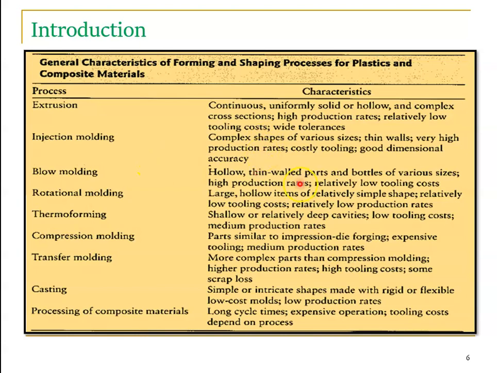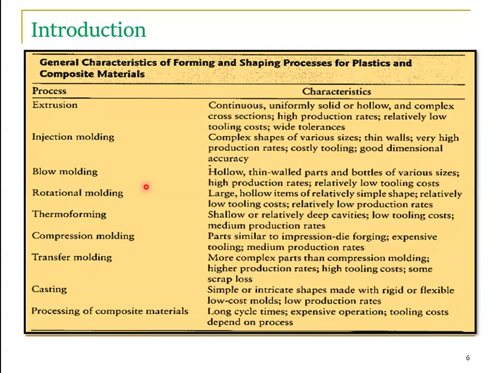Similarly, injection molding gives complex shapes of various sizes, thin walls, very high production rates, costly tooling, and good dimensional accuracy. So the tooling part is costly, but at the same time we can produce complex shapes. Blow molding makes hollow or thin-walled pots and bottles of various sizes. So if you want to make bottles, you go with blow molding. Similarly, rotational molding makes large hollow items, relatively simple shapes, with relatively low tooling cost and relatively low production rates. Blow molding is generally used for water bottles.